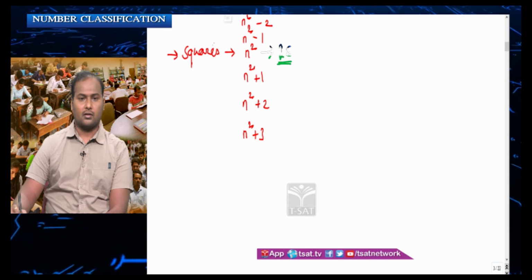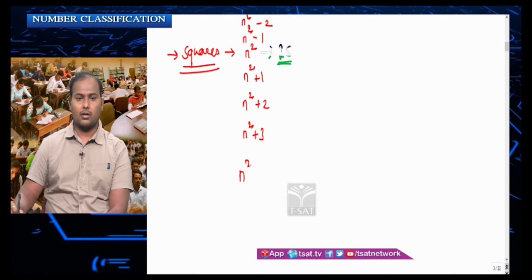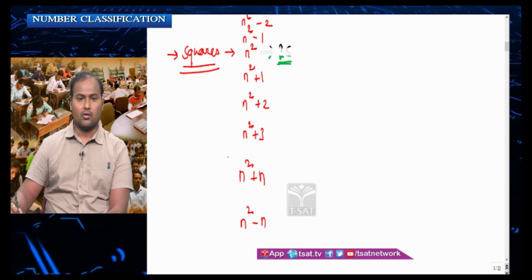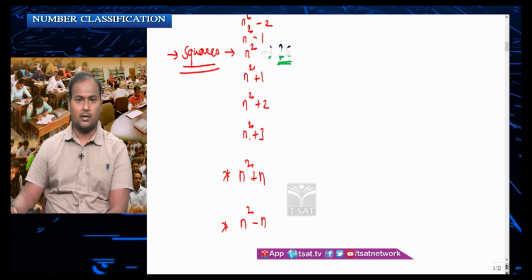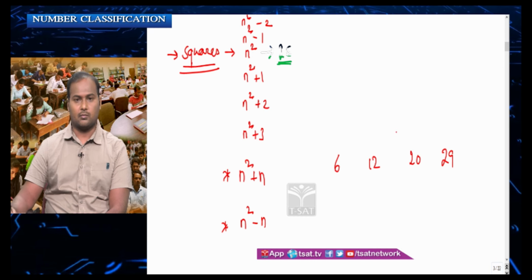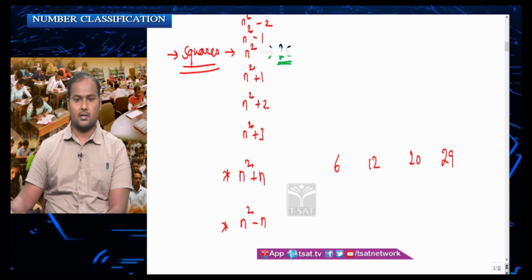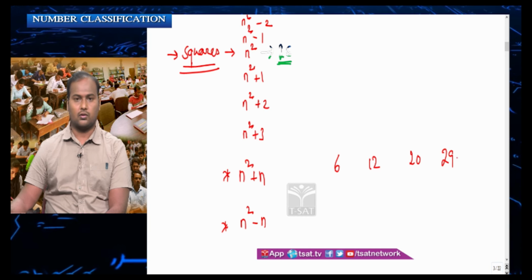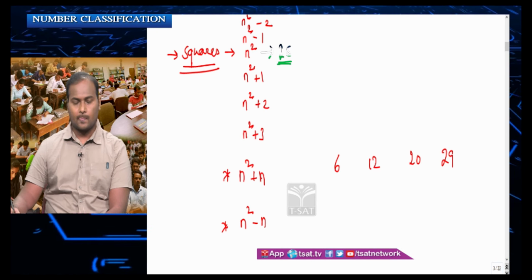A very important format in squares is n square plus n and n square minus n. You will see a lot of questions based on the format of n square plus n and n square minus n. For example, remember these are the numbers given. Generally you can't pick the answer by saying here only one digit is there, here 2 digits, here 2 digits. Don't do it like this. You have to observe the pattern that is given here.